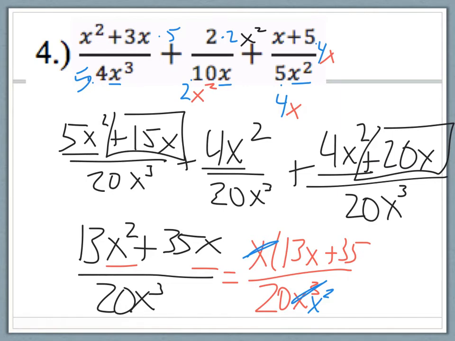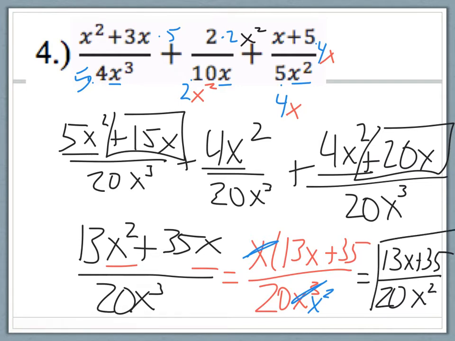So let's go ahead and rewrite our answer after we simplified it. So it's 13x plus 35, all of that over 20x squared. And that's my final answer. And notice, we usually don't have to simplify, but every once in a while we'll have to simplify it, just like with our fractions. Let's go on to the next example.